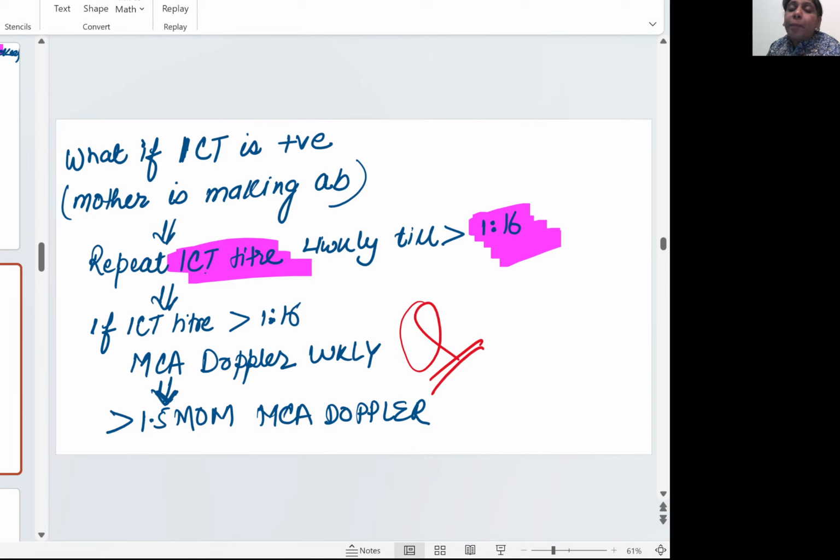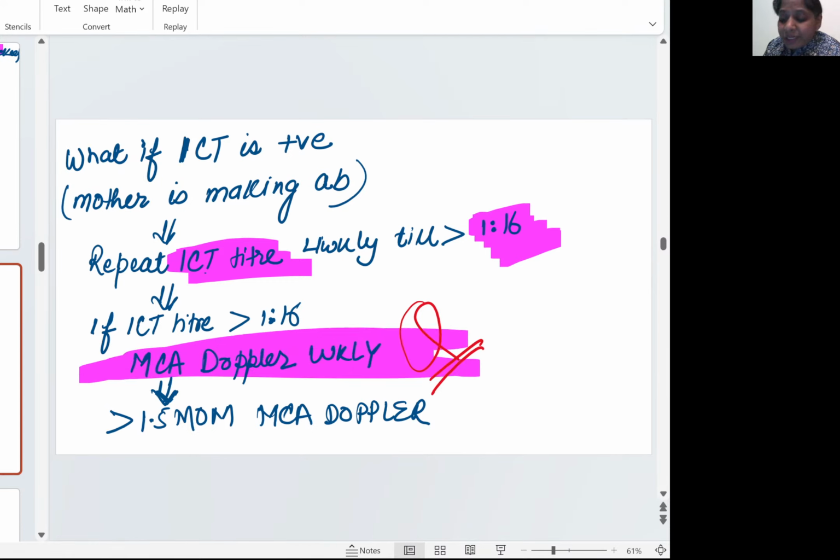Write down in the chat box. If any question will come, this question will come: if the titer crosses 1:16, what is the next step? Already it has come in the exam.